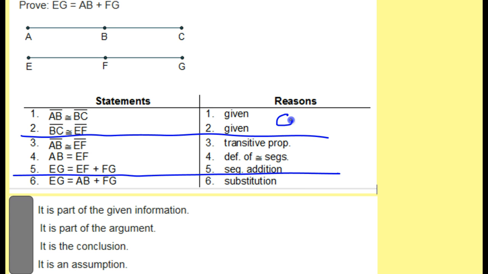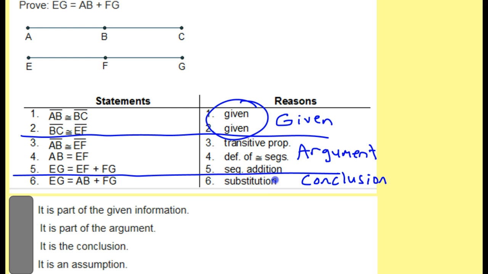Alright, we have the given, and then we have the argument, and then we have the conclusion. It's kind of like the beginning, the middle, and the end. So obviously step 4 is part of the argument. It's not the given, which is obvious, and it's not the conclusion, which is going to be at the very end. The conclusion is always the thing that you were trying to prove. So this is going to be the conclusion. That just leaves the argument, the part in the middle.